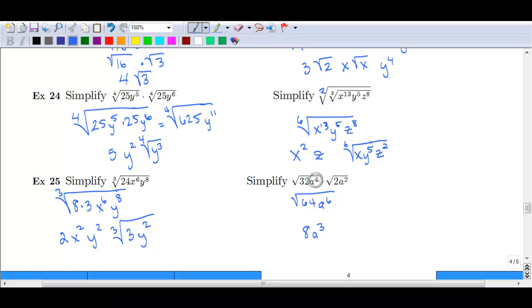For the second part, again, if you multiply these together, it works out a bit better. If you were to simplify the square root of 32, you end up with 4 root 2, and then you'd have to multiply by the other root 2, and it gets a little messy. Whereas if you just multiply the 32 and the 2, you get 64. Square root of 64 is 8, and the square root of a to the 6th is a cubed.